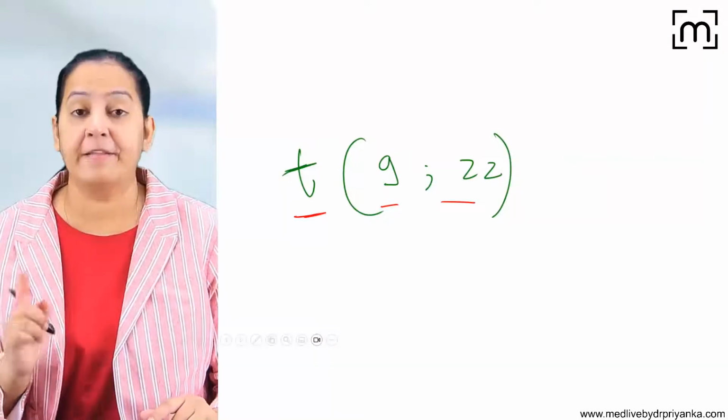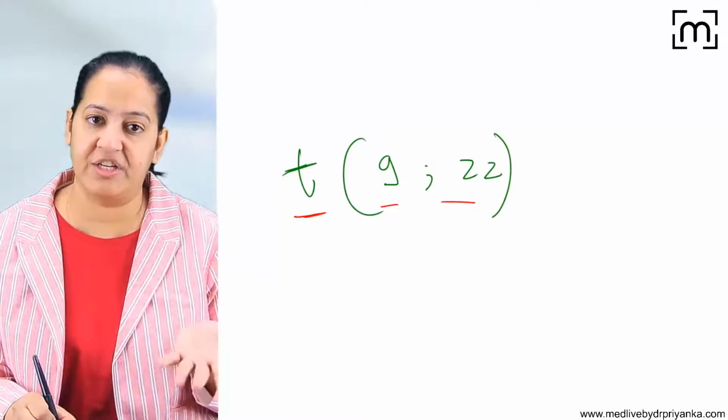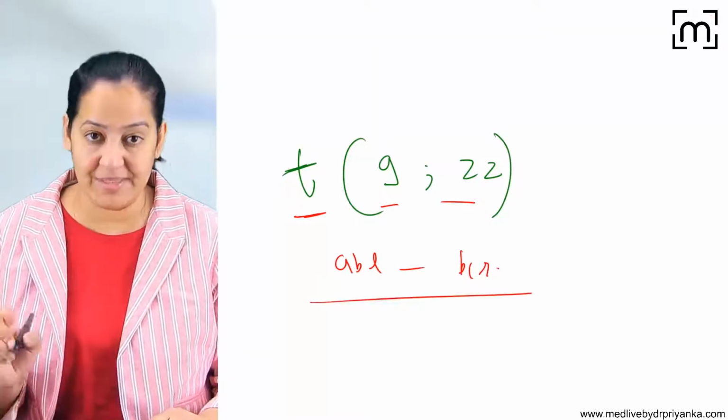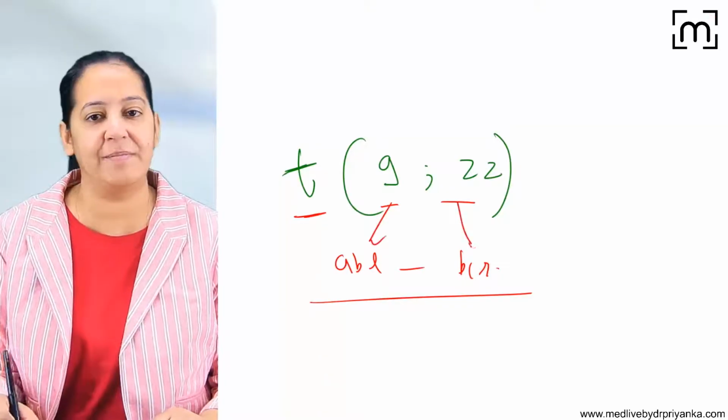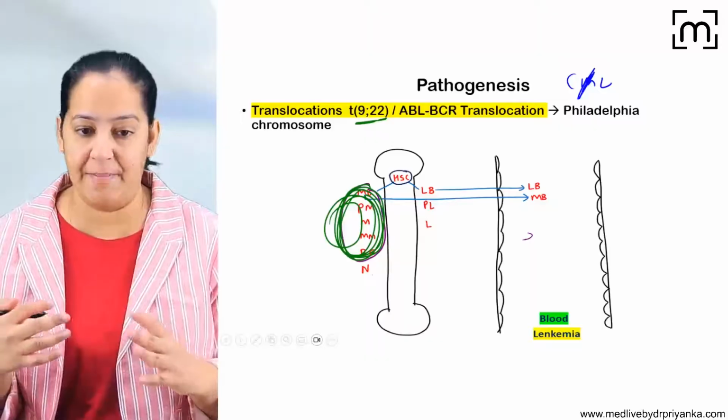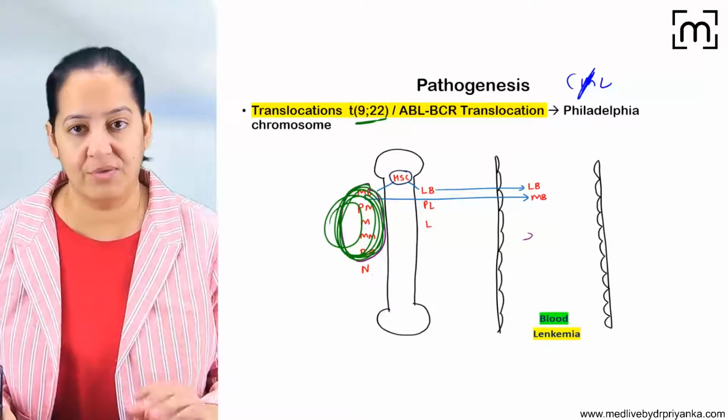Instead of writing the number of the chromosome, you can write the name of the gene. The name of the gene is ABL-BCR. ABL-BCR translocation, because here ABL is present on 9, BCR present on 22. It is translocation, or it is getting the hybridization, or fusion. So that is the thing.